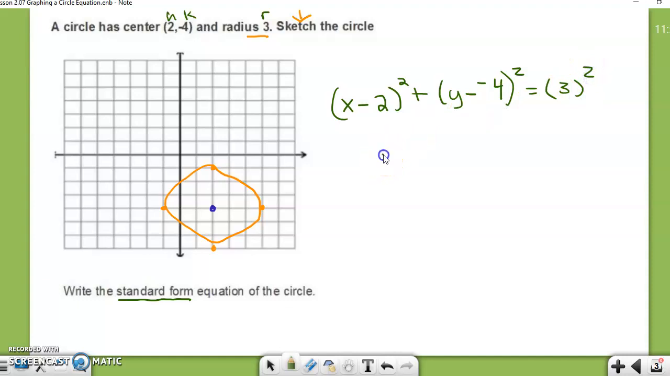So to finish out my formula, I have (x minus 2) squared. There's no double negative to take out there. Plus (y plus 4) squared, getting rid of that double negative. And then I can also square 3 to get 9. There's the equation of the circle in standard form.